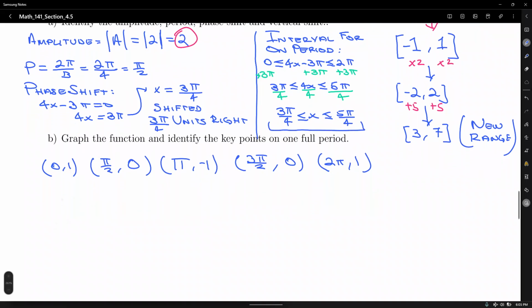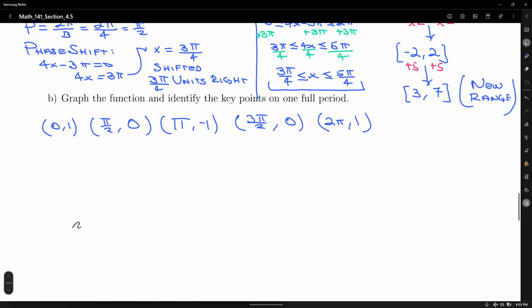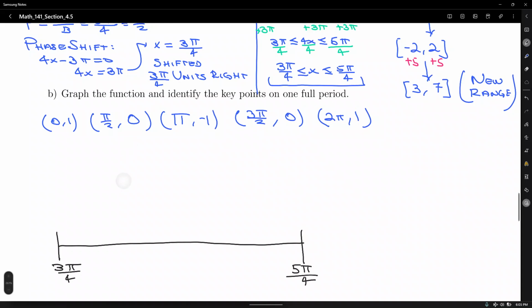So here is the thing. Here's what we're going to do. I'm going to do a number line. I'm going to give some space right here. Do a number line where the lower bound of the number line is the lower bound in the interval for one period, that is 3 pi over 4, and the upper bound is going to be 5 pi over 4.